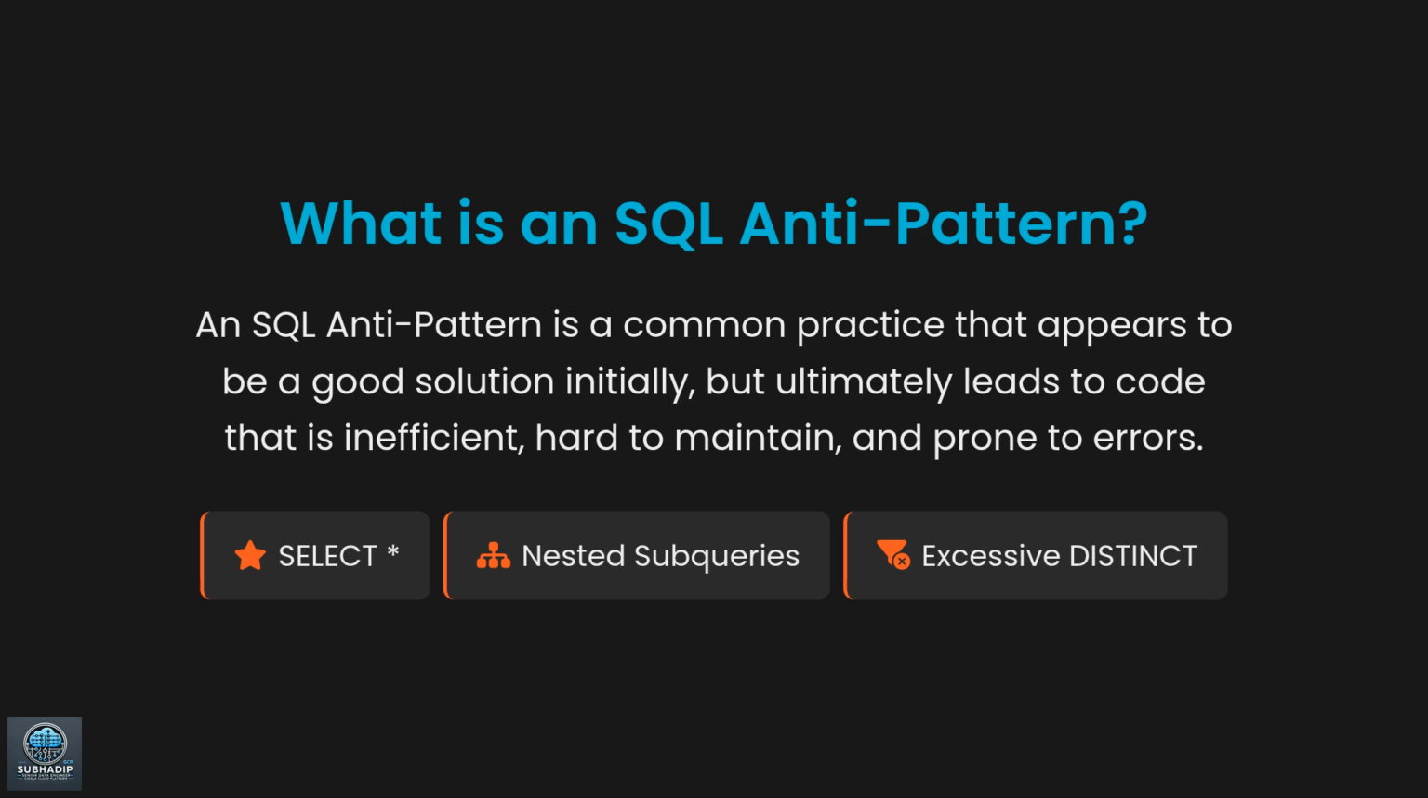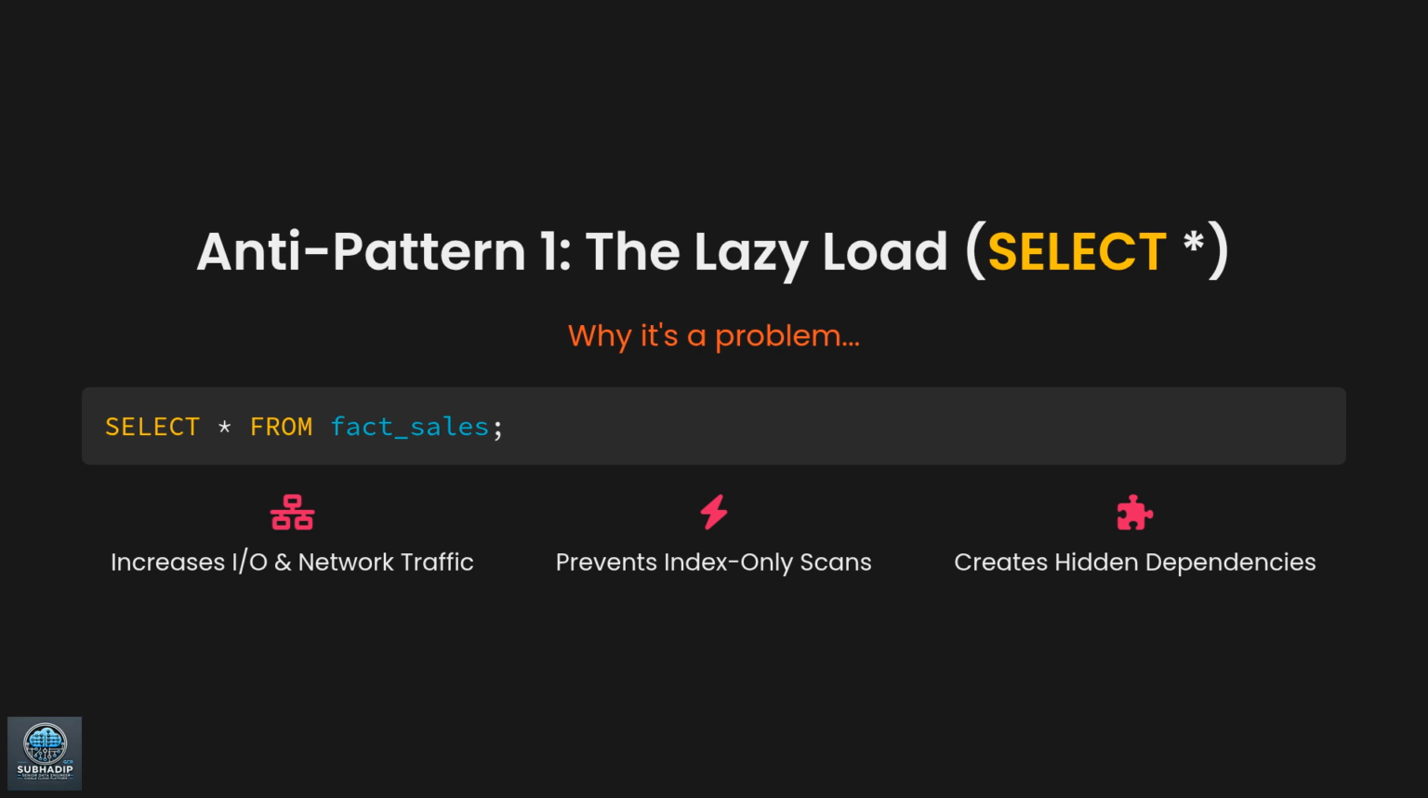Today we'll focus on three of the most notorious SQL anti-patterns: using select star, writing deeply nested subqueries, and overusing the distinct keyword. First up is the infamous select star. It's easy to type and seems harmless, but it's a major performance killer in production. It forces the database to read and transfer every single column, even if you only need a few. This increases network traffic, prevents potential optimizations like index-only scans, and makes your code brittle. If someone adds or removes a column from the source table, your downstream processes might break unexpectedly.